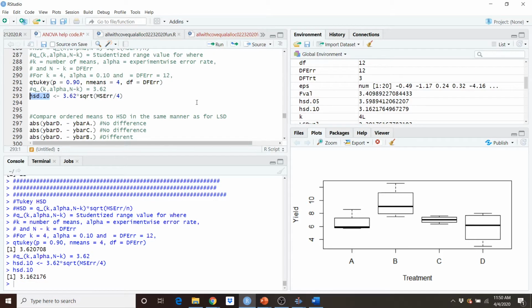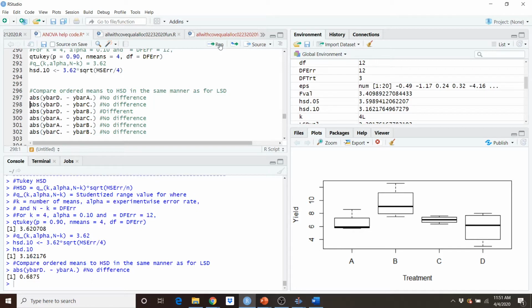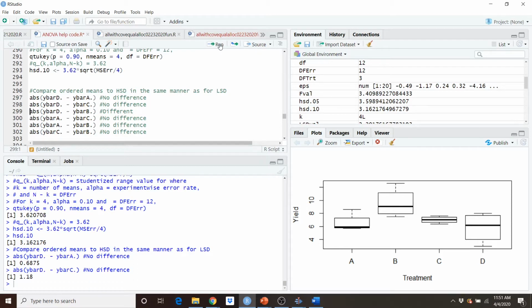And we get an honestly significant difference value of 3.162176. Now, much like we did with Fisher's least significant difference, we're going to compare our ordered means to our honestly significant difference and determine if we have a difference. So, again, D was the lowest, then A was second, then C was third, and finally B was the largest. So if we look at the absolute value of D minus A, we see we get 0.6875. This is less than our honestly significant difference value, so these are similar. Now, if we compare D and C, we see we get a value of 1.18, again, less than our honestly significant difference value, and so these are similar.